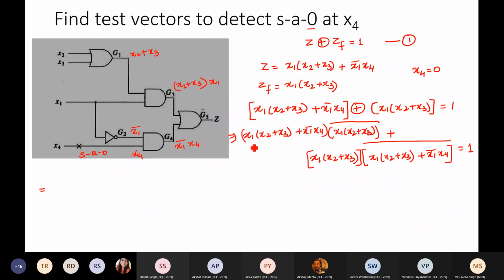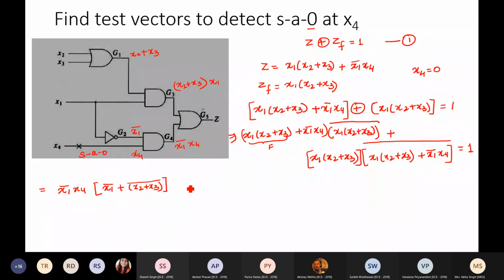The first term, this is f into f bar. This will be 0, but we will be left with this term. So that is x1 bar x4 multiplied by, take the bar of this. So that would be x1 bar plus x2 plus x3 ka bar. Expand that.